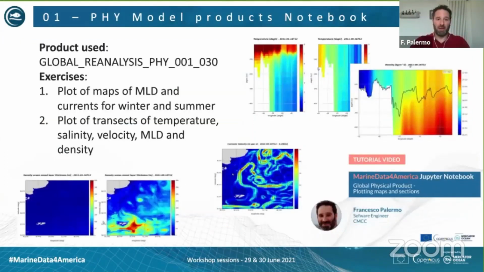The first one, 01, is about the physical model, presented by me. We use the global reanalysis product, 001030, which is the product name in the Copernicus Marine Service world. There are 2 exercises. We present the plotting of maps of MLD and the other physical variables and the currents for winter and summer, and how to plot the transect for all these physical variables.